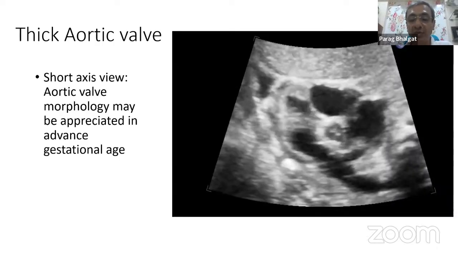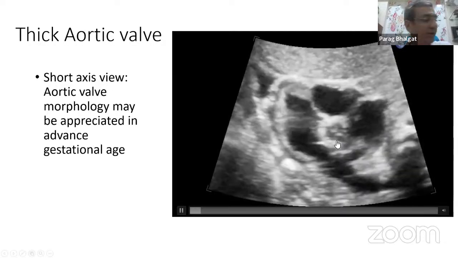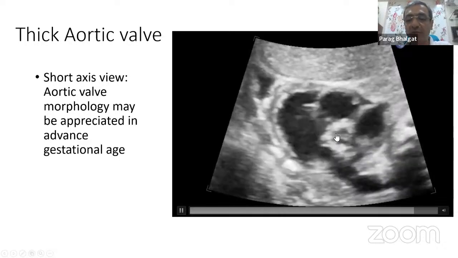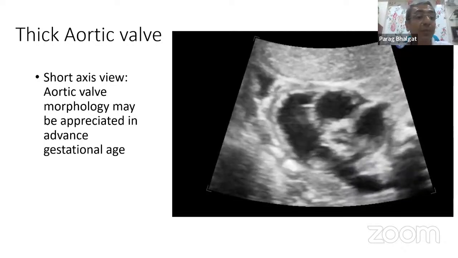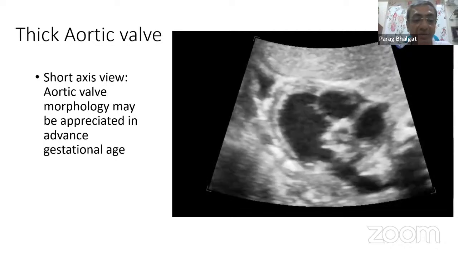This is a short axis view at the level of the aortic valve. We can see the bicuspid aortic valve, or at least a thickened aortic valve. Bicuspid is a little difficult to appreciate in many cases, but it's a thickened aortic valve that we can 100% comment upon. In an initial lecture, we have seen a bicuspid aortic valve in a coarctation substrate.